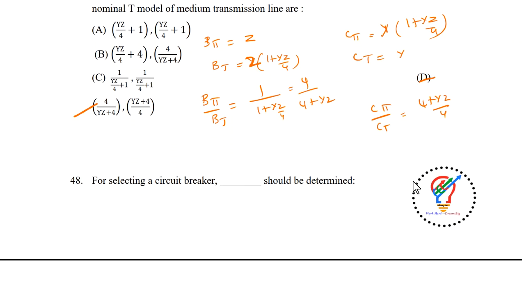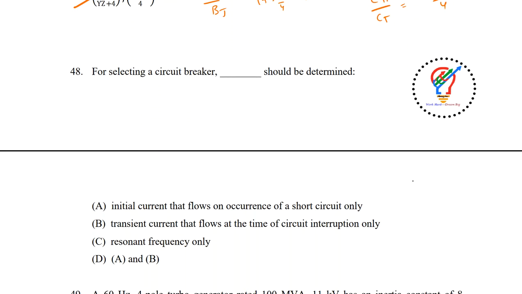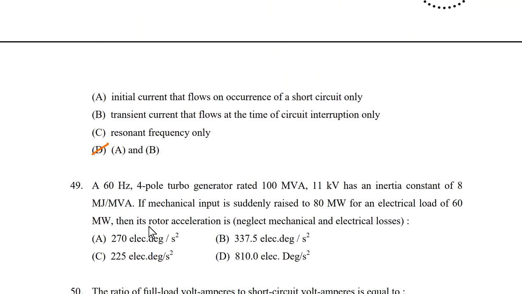Next, for selecting the circuit breaker, dash should be determined. So for selecting a circuit breaker, the initial current that flows on the occurrence of the short circuit only, and the transition current that flows at the time of the circuit interruption only. So both are, A and B here. Next one.